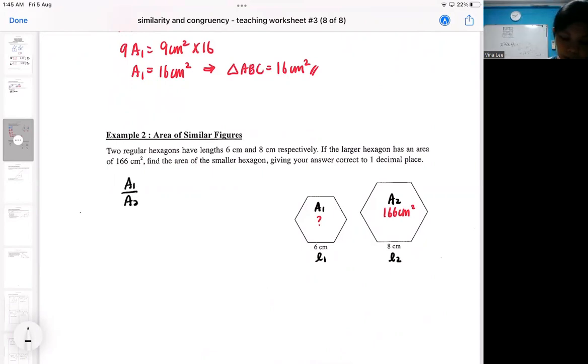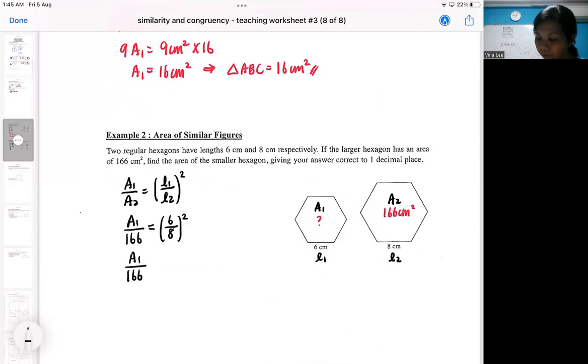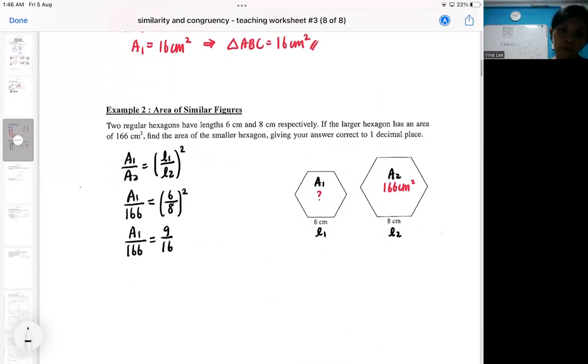Write down the formula and you decide for yourself which one is A1, which one is A2. So I write out the formula. I'm supposed to find my A1. My A2 is 166. My L1 is 6 over 8 with a square. So punch calculator for the squaring. You will get 9 over 16. So from here, you cross multiply.